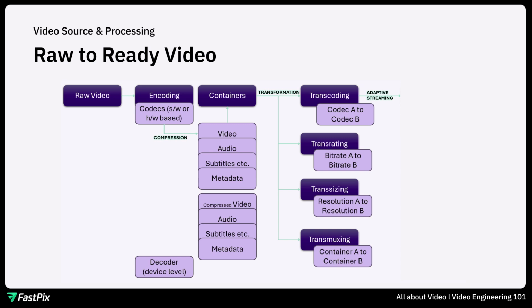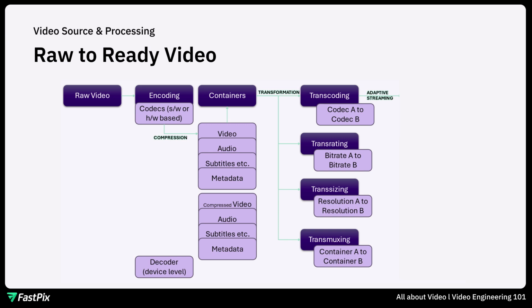Here, the video might be converted from one codec to another, or adjusted for different requirements and device compatibility. Next, we've got transrating. This step changes the bitrate, adapting the video's data rate to fit various network speeds. A high bitrate is ideal for fast networks, but we need lower bitrates for slower connections.